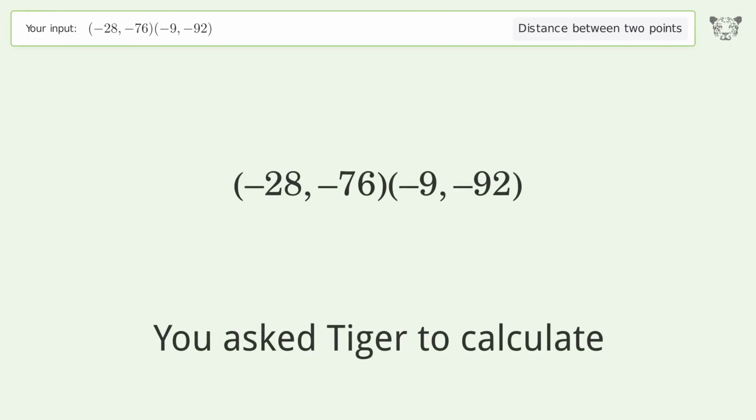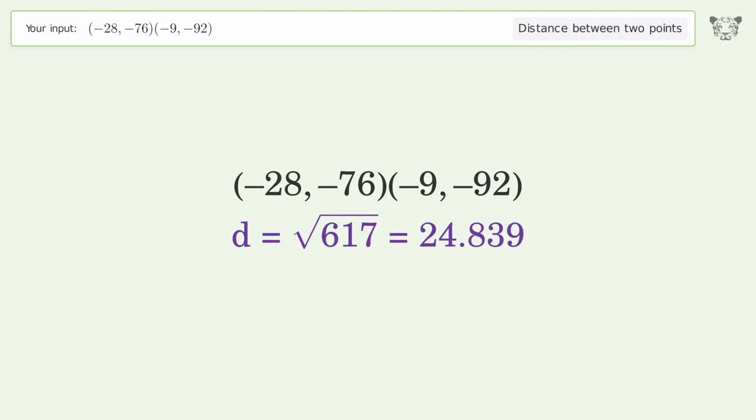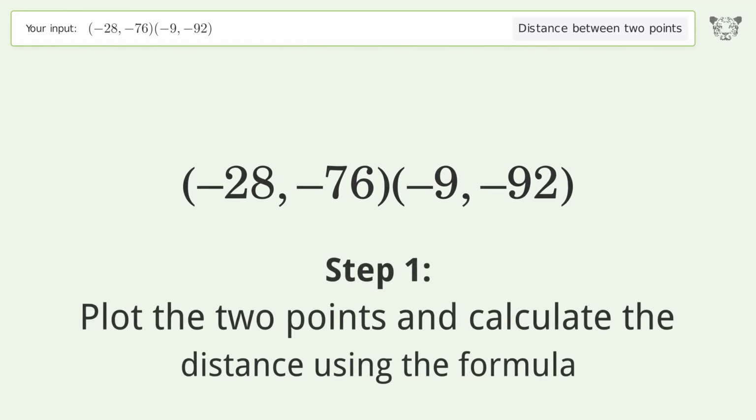You ask Tiger to calculate. This deals with the distance between 2 points. The distance between the 2 points is the square root of 617, or 24.839. Let's solve it step by step. Plot the 2 points and calculate the distance using the formula.